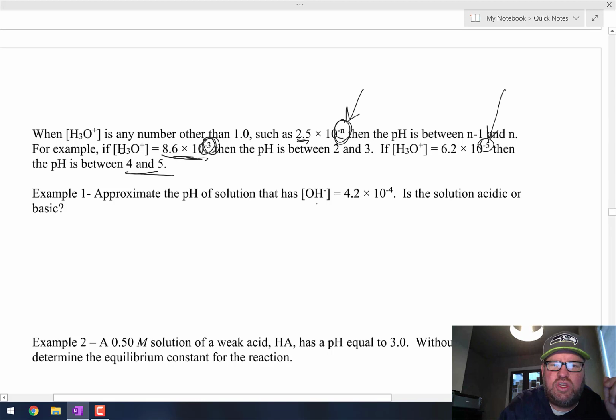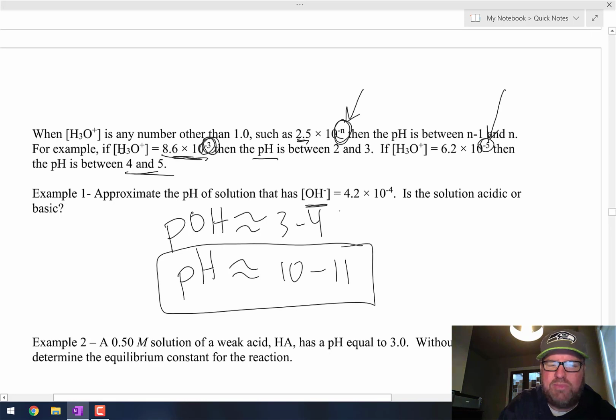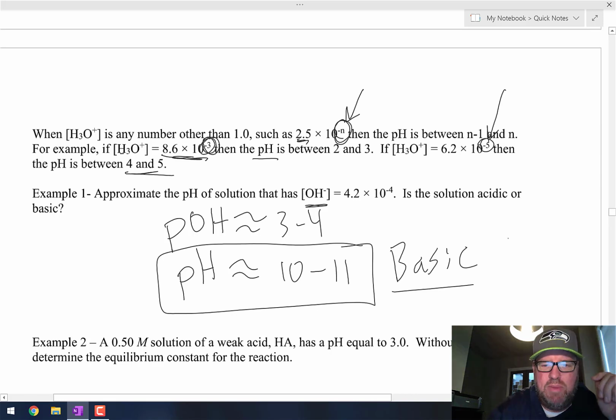If the solution has a hydroxide ion concentration of 4.2 times 10 to the minus fourth, you can do it with pOH as well. The pOH is therefore between 3 and 4, which means the pH is therefore between, remember, how do you go from pOH to pH? You take 14 minus the pOH. So 14 minus 4 is 10, 14 minus 3 is 11. So the pH must be between 10 and 11. And remember, anytime it's greater than 7, it's basic.